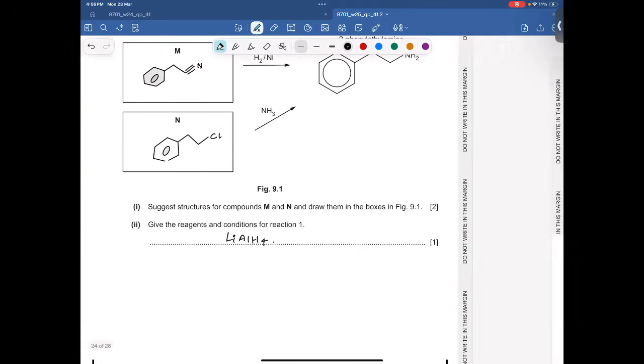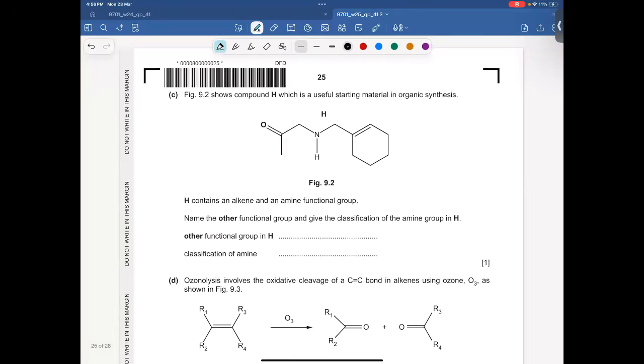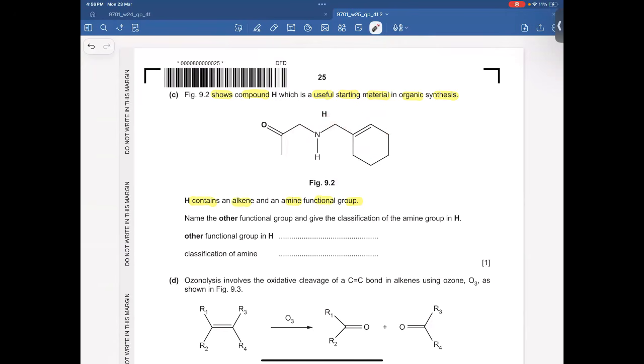Okay, next. My goodness, 9.2 shows compound H, which is useful starting material in organic synthesis. H contains an alkene and an amine functional group. That's true. This is alkene, this is amine. This is basically ketone also. Other functional group in H, ketone. Classification of amine. If one hydrogen is attached to nitrogen, it's going to be secondary amine.